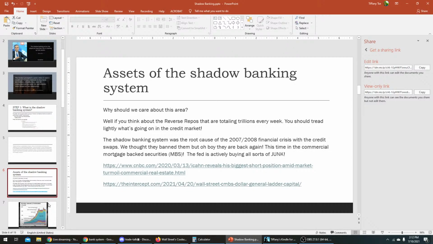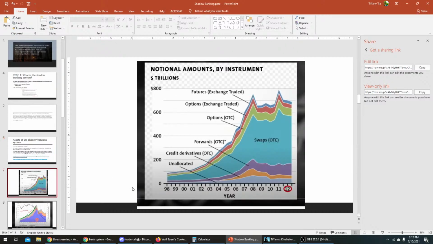Okay, so I just want you to look at this picture. This is from 1998 to 2012. If we look at the market itself, these are the swaps. We started out unallocated, and unallocated, we can assume that's the shadow banking system. Okay, and we look at the amount of things that have been going up. So we have the options, futures, and the credit. Credit has been going up, and then we have these credit swaps that continue to go up.